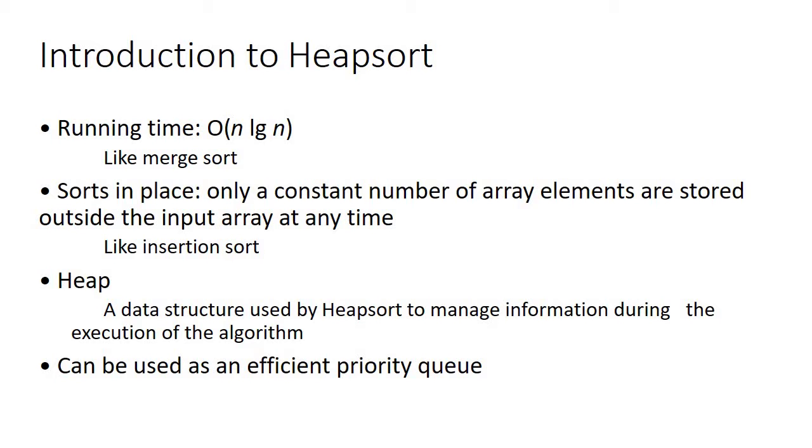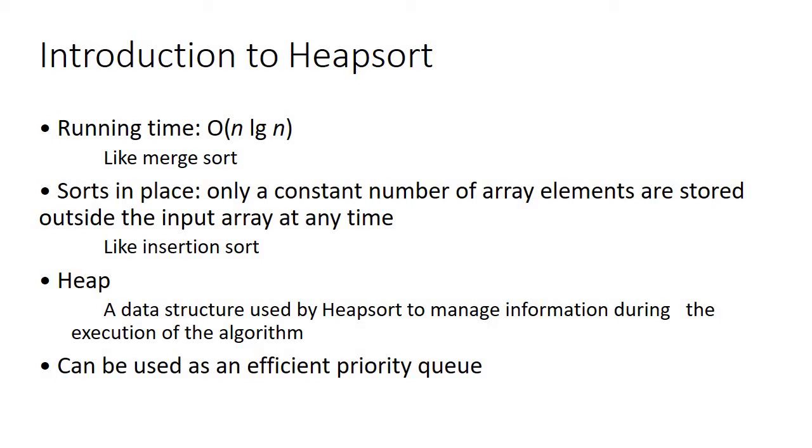The second thing is sorting in place. Only a constant number of array elements are stored outside the input array at any time. So there are two different structures: one is the array, the other one is the tree. We can store the elements outside the input array at any time, which is very similar to insertion sort. So what exactly is a heap?